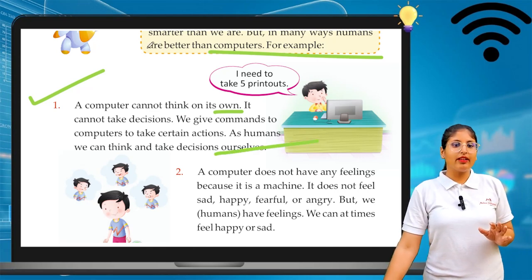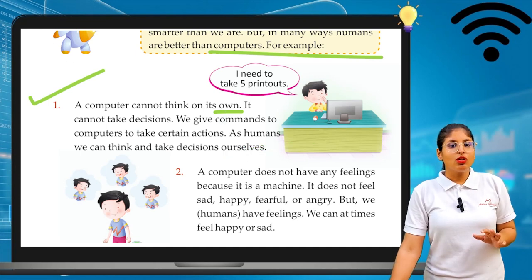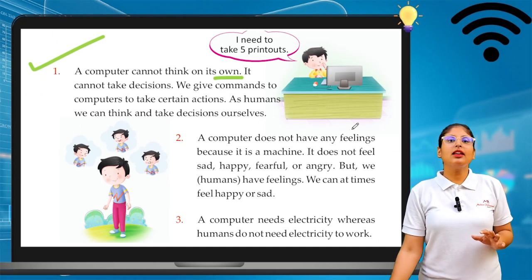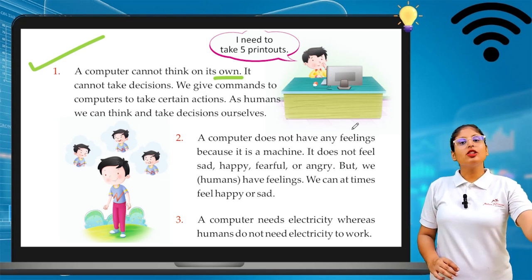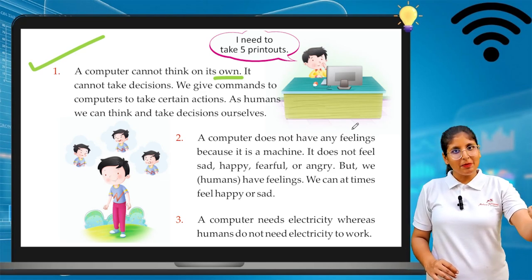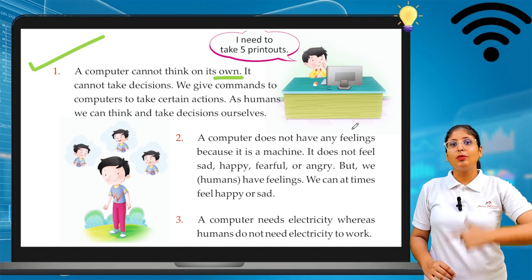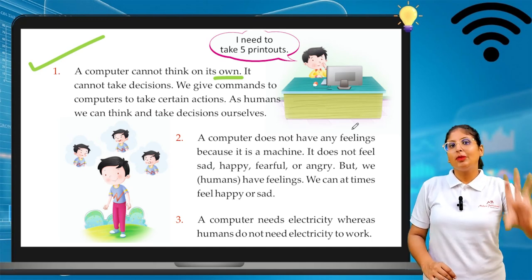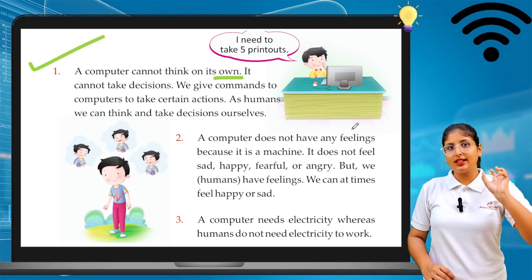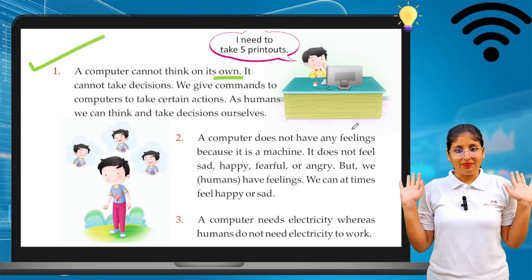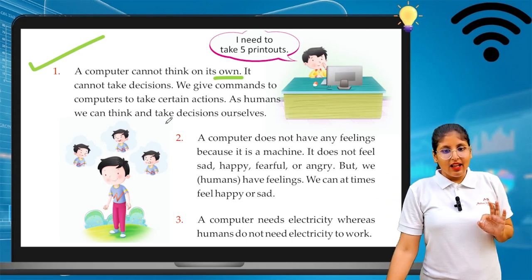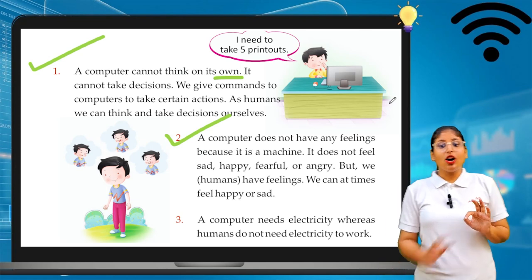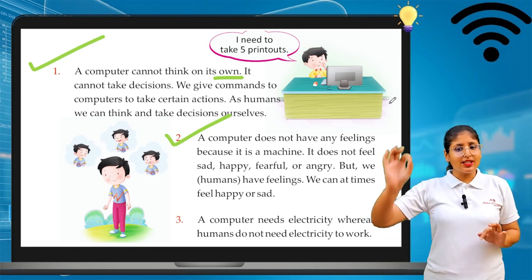If you compare human beings with computers, human beings can take decisions on their own, but computers cannot take their own decisions. This is the main difference between human beings and computers. Second, a computer does not have any feelings because it is a machine.